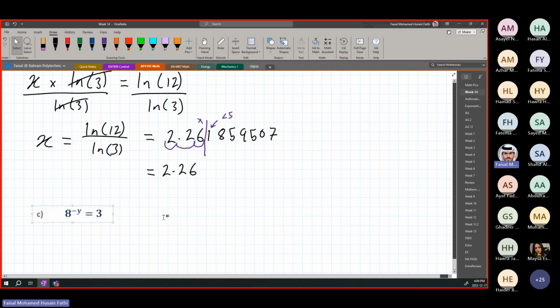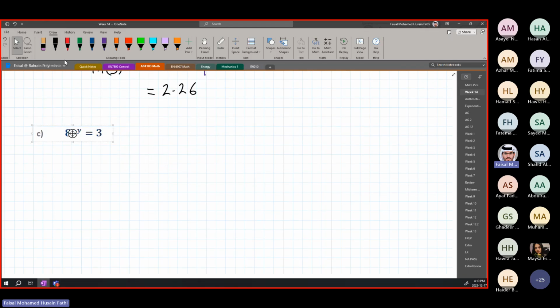Very easy. Just one more extra point. You see here, I did ln 12 over ln 3. If you want to try right now, do log 12 over log 3. You will see you get the exact same answer. So you can use ln or log and it will be the same. Let's move on to this question.